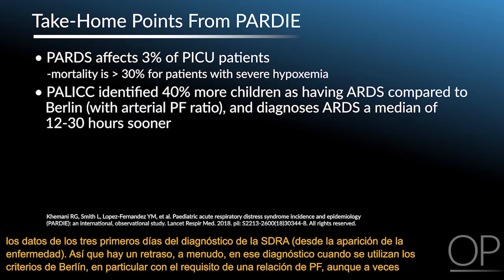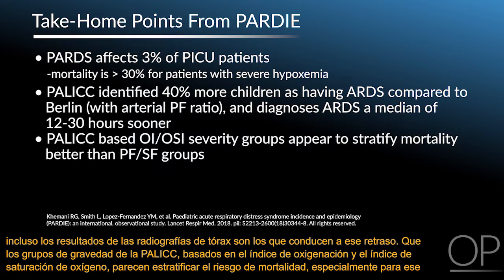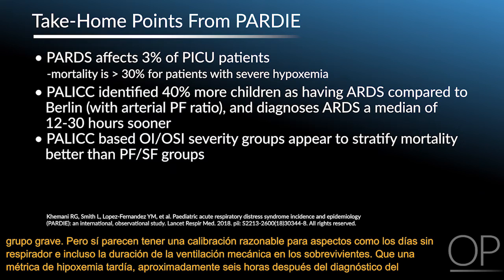So there's a delay oftentimes in that diagnosis when using the Berlin criteria, particularly with the requirement for a PF ratio, although sometimes even the chest X-ray findings are what lead to that delay. That the PALICC severity groups based on oxygenation index and oxygen saturation index appear to stratify mortality risk, especially for that severe group, but they do seem to have reasonable calibration for things like ventilator-free days and even length of mechanical ventilation in the survivors.